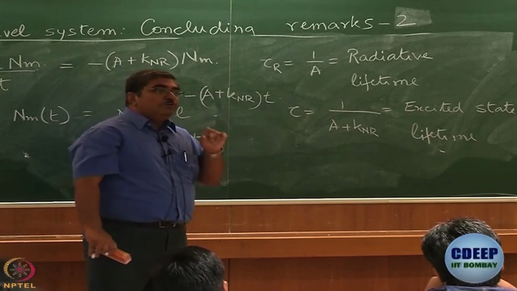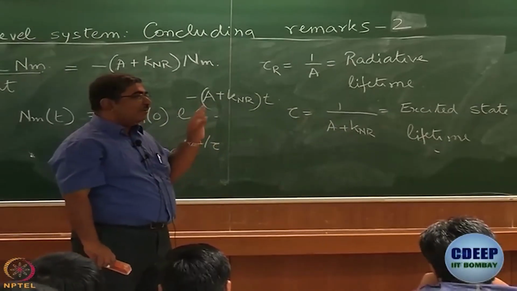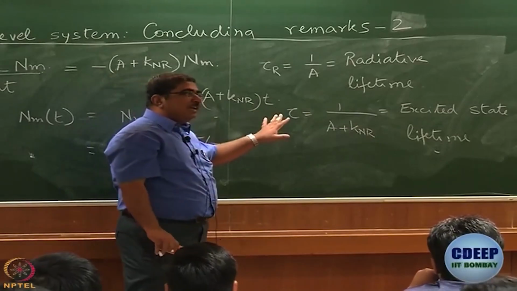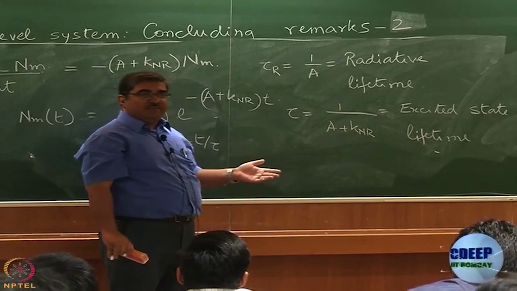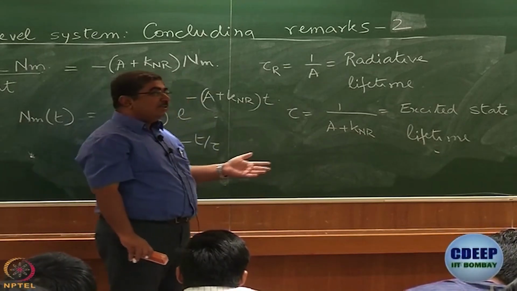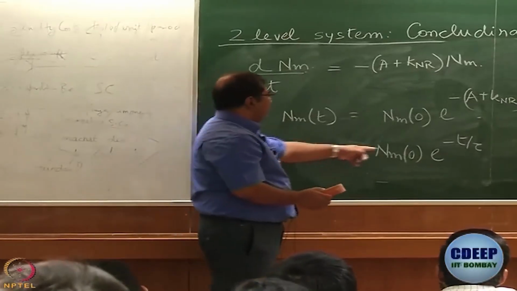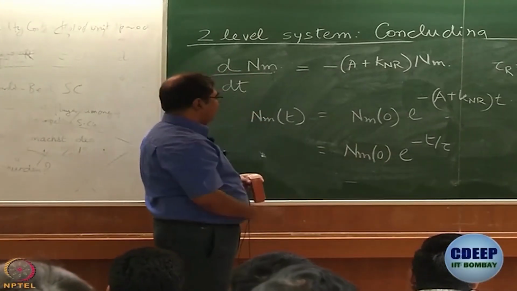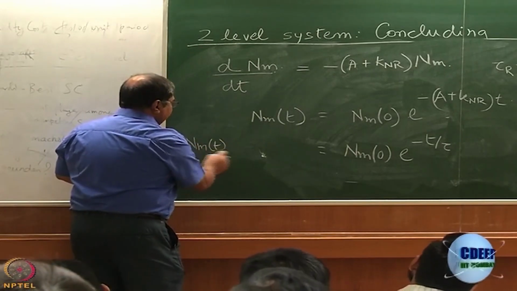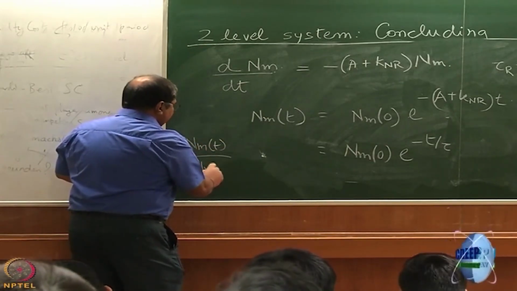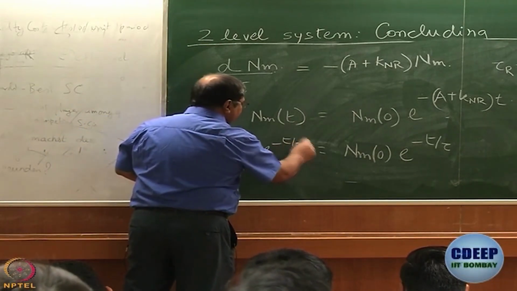I leave it to you to figure out. So this is homework. You can write down. Prove that this tau, we call it lifetime, right? Why do we call it lifetime? It's not half-life. If you simply put t equal to tau, what do you get? See, N_M at time t divided by N_M at time 0 is equal to e to the power minus t by tau.